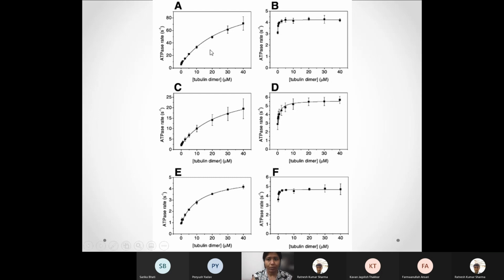P2 almost like wild type. P3 again kind of dead. इसमें ATPase activity है नहीं. P4 almost like wild type.